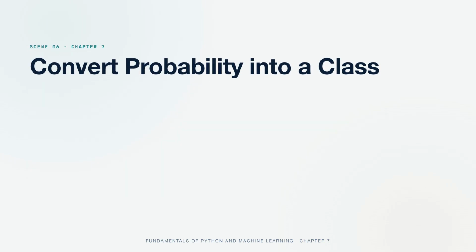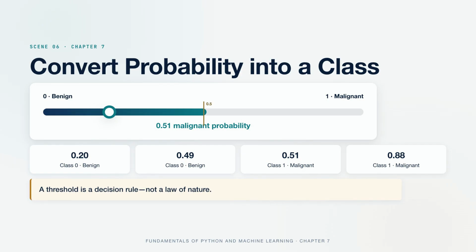To convert a probability into a class, we use a classification threshold. A common default threshold is 0.5. With this threshold, probabilities below 0.5 are assigned to one class, while probabilities at or above 0.5 are assigned to the other. In binary logistic regression, Scikit-learn's predict method selects the class with a greater estimated probability. This normally corresponds to a 0.5 decision threshold. The threshold is a decision rule, not a law of nature. Changing it affects the number of false positives and false negatives. For high-stakes applications, the threshold should reflect the consequences of each type of error.